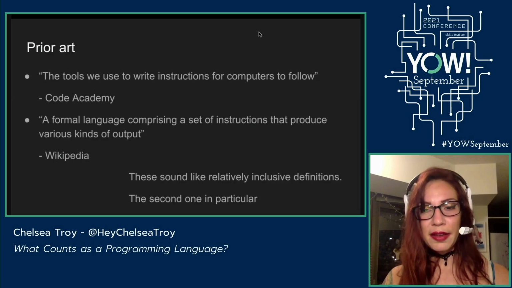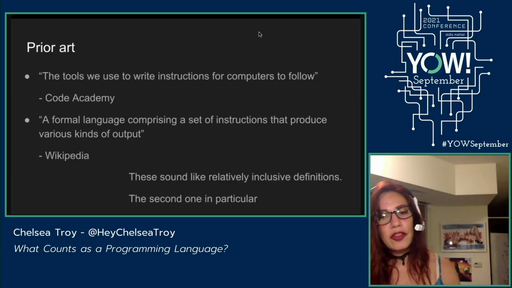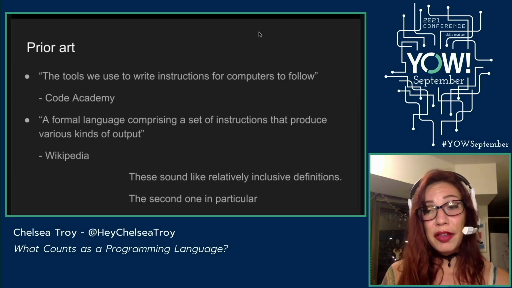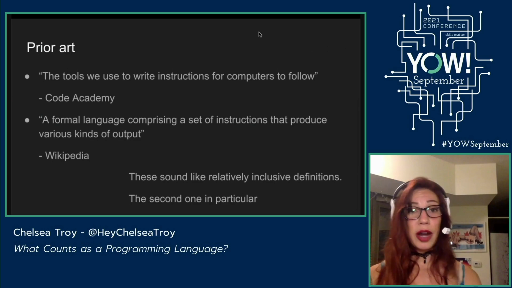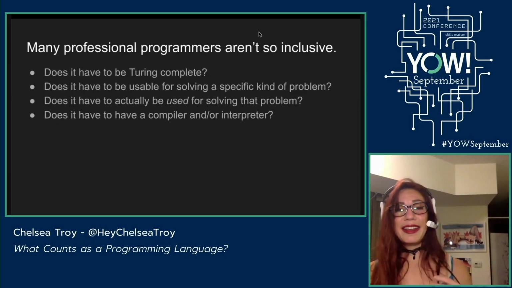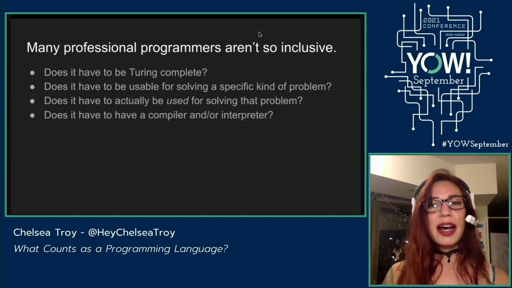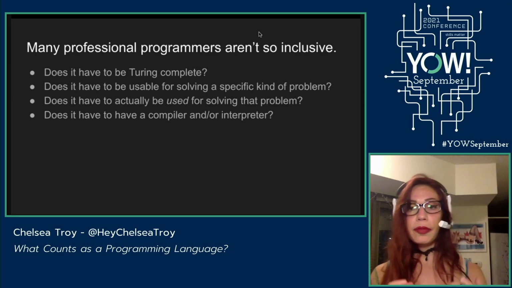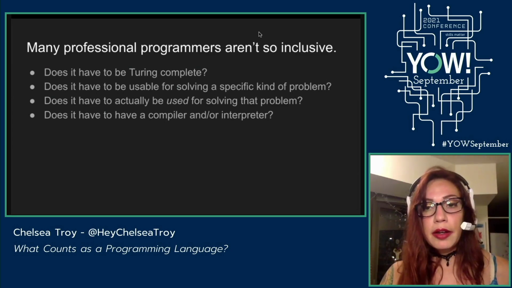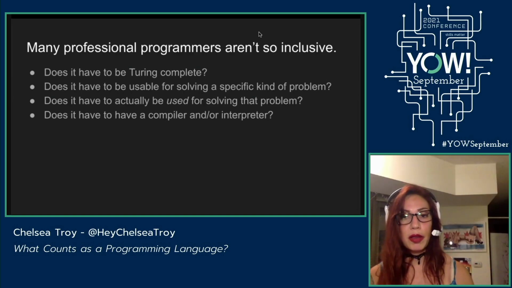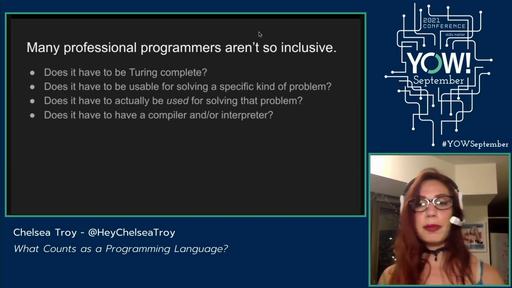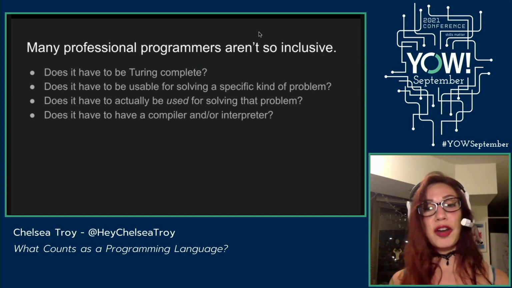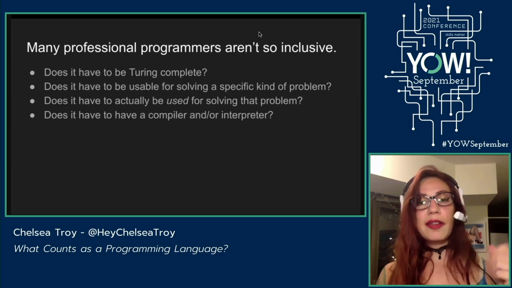But in practice, the discussion about what counts as a programming language is not such an inclusive one. Professional programmers frequently introduce a number of possible heuristics for determining whether something is a programming language or not. And in having this discussion with professional programmers, I've heard a few different questions come up that might help us to determine what counts as a programming language in practice. First, does it have to be Turing complete? Does it have to be able to solve any of the problems that a Turing machine might be able to solve? In practice, that would mean it has conditionals that allow for branch logic and so on. So I've heard Turing completeness used to rule out stuff like markdown languages as programming languages, but we'll get there later. Let's look at some of these other questions.